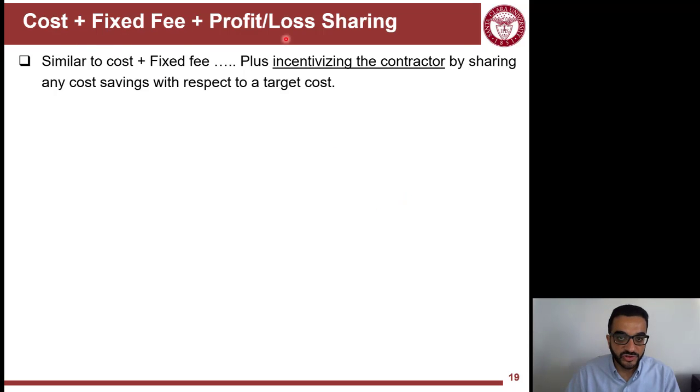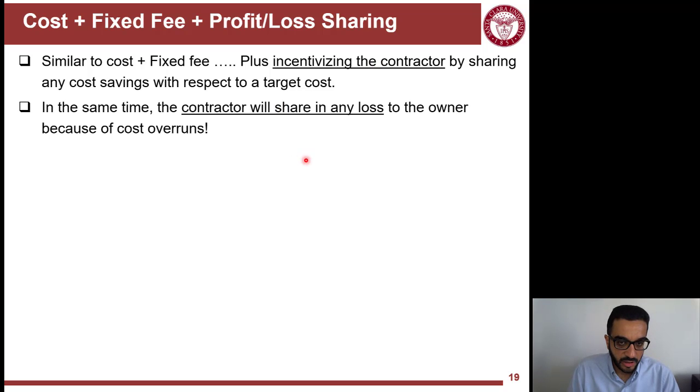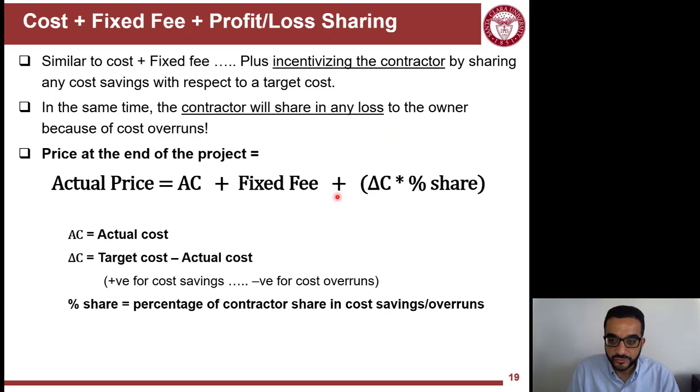Now we'll see some strings attached here. So with the cost plus fixed fee, the owner recognizes that fixing the fee might be an issue, so let's give a kind of carrot and whip mechanism here. So cost plus fee, but trying to incentivize the contractor by sharing any cost savings with respect to a target cost. But also the contractor will be entitled to share any loss if they don't achieve the target cost. So this is the formula here.